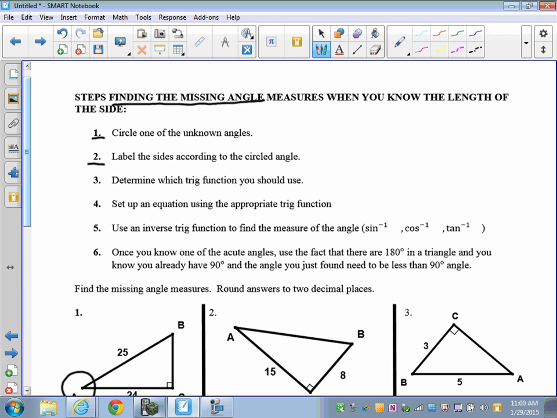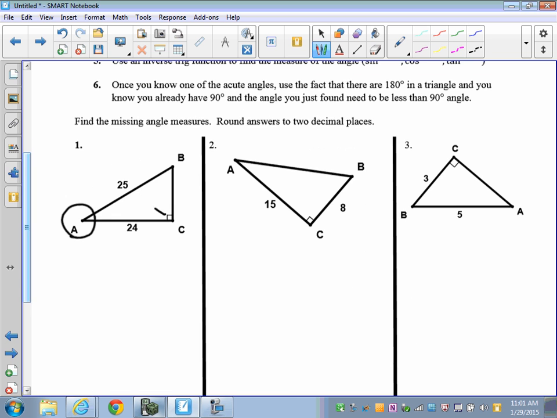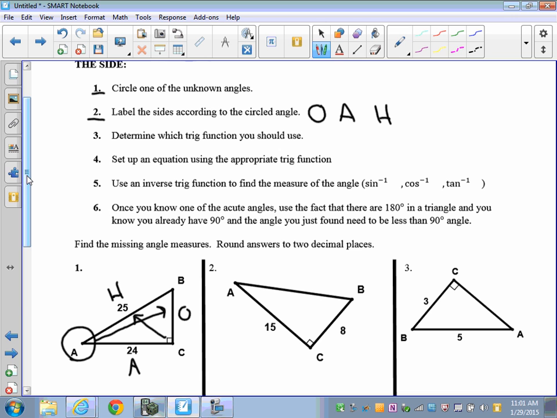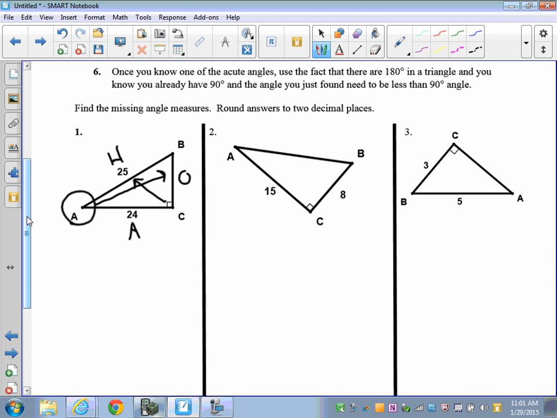We label the sides according to the circled angle, so that means we need to do opposite, adjacent, hypotenuse. So I know that across from the right angle is always the hypotenuse, across from my angle is opposite, and the last one's adjacent. Determine which trig function you should use. Well, I have the adjacent and the hypotenuse, so that means I'm going to use cosine.